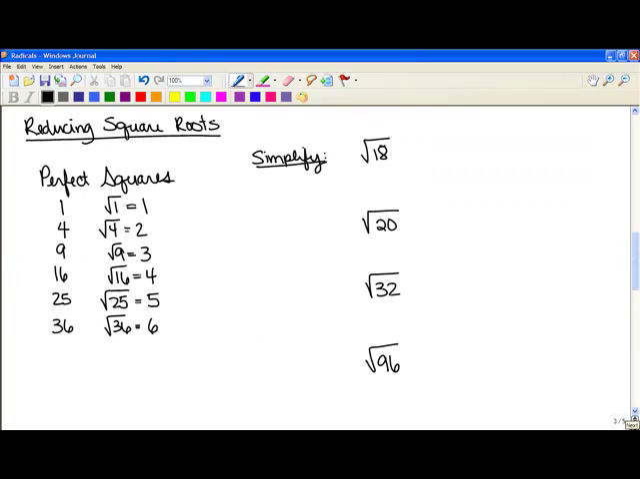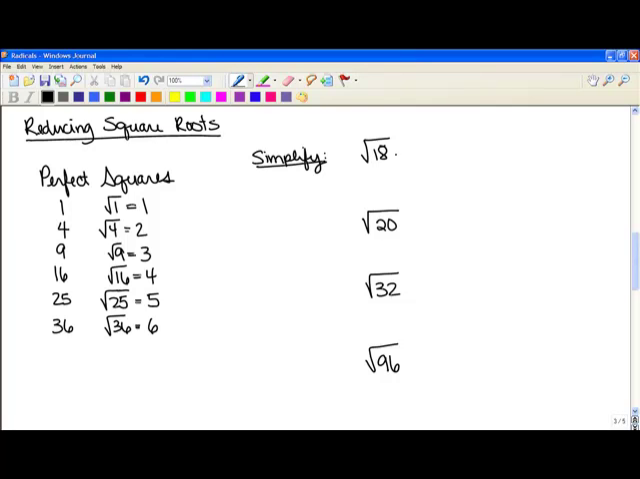Now we're going to look at reducing square roots. When we reduce square roots, we need to think of perfect squares. The perfect squares are numbers that we know the square root of. For example, the square root of 1 is 1. 4 is another one, the square root of 4 is 2. The square root of 9 is 3, and so on. So we're going to try to break up numbers underneath our root with perfect squares.